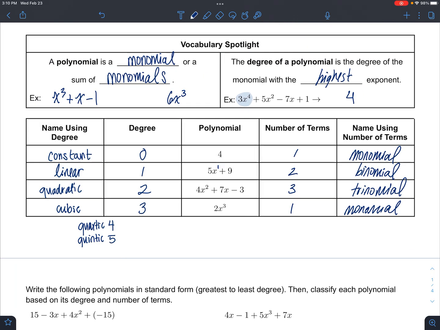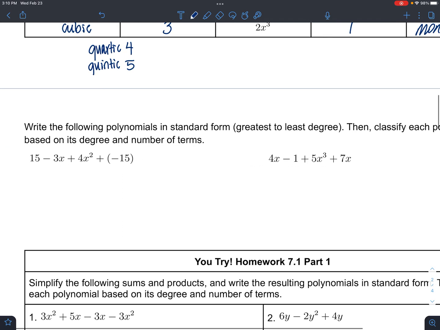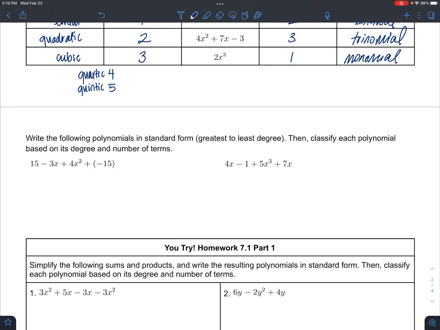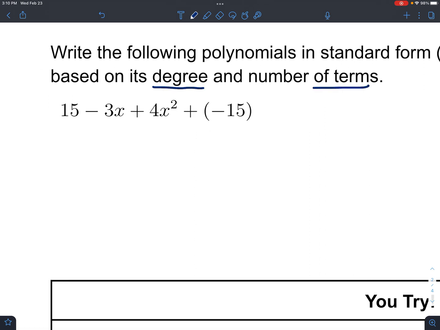All right. So all of that vocab, there's 8 different, or I guess 7 different words for us to know and learn. So every polynomial kind of has 2 names. So let's practice that here. So first it says standard form, and then classify based on degree and on number of terms. So it's 2 different names.